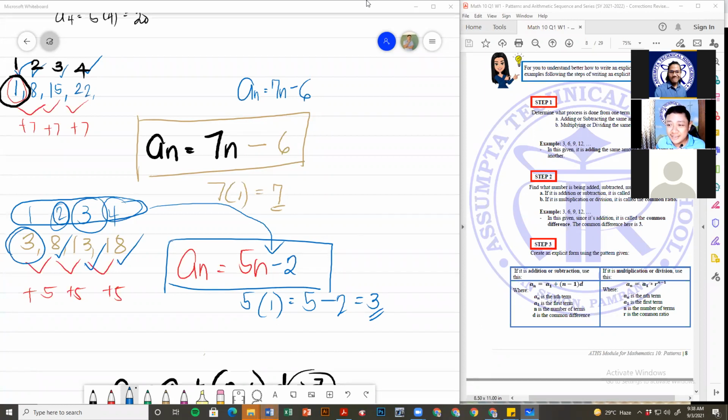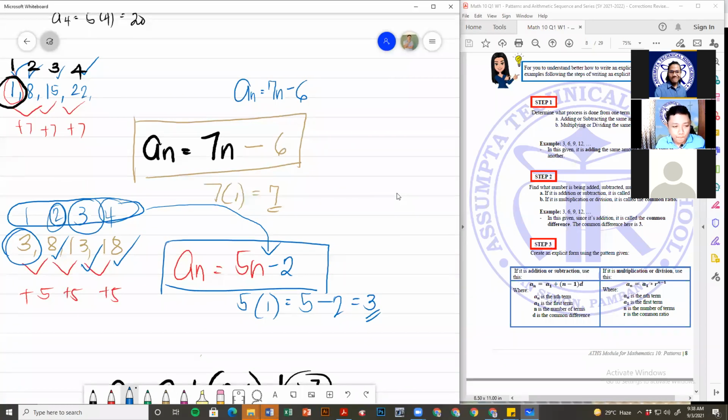Ayun. So even without the formula, you can identify the process. Can you follow? So that's just one of the many processes. Okay? So let's continue. What about this naman? Ready? What if our process is like this?